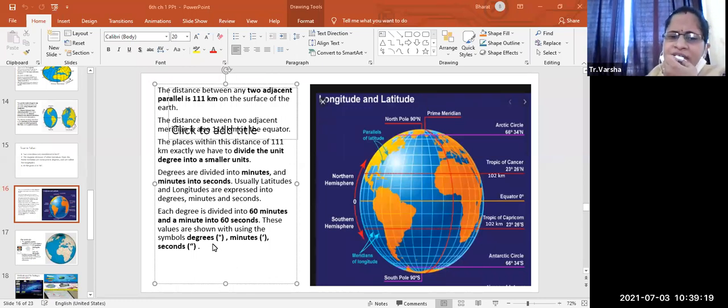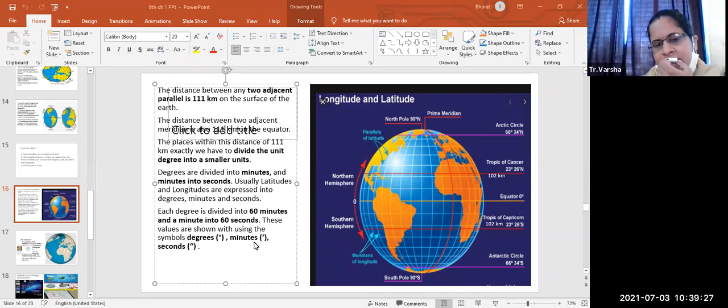The symbol of the degree is written as a small zero. Minutes are written with a single inverted comma. Seconds are written with a double inverted comma. This is for reading, so that the next time when I tell you to read, you should read with these symbols.